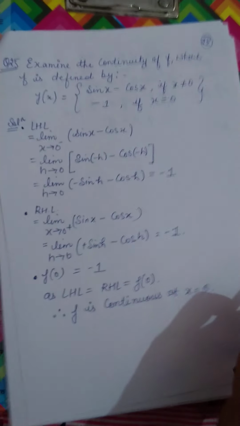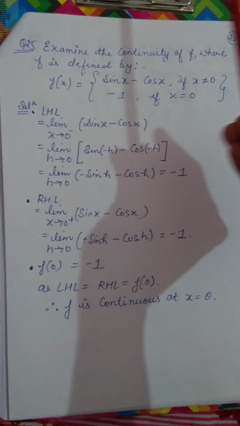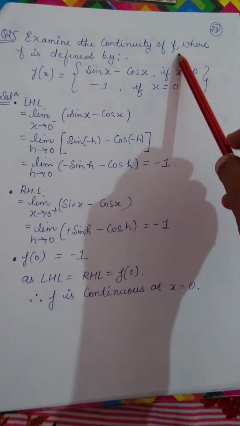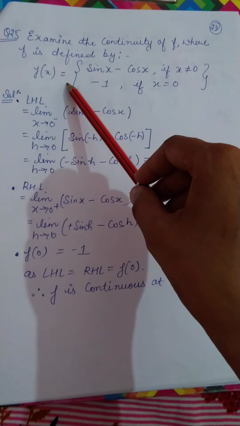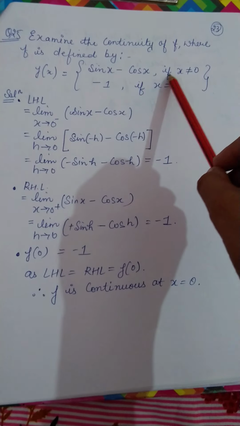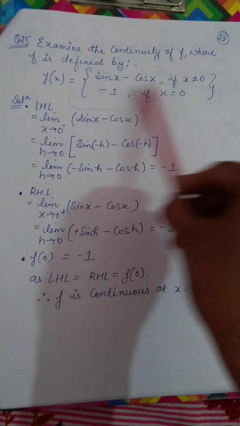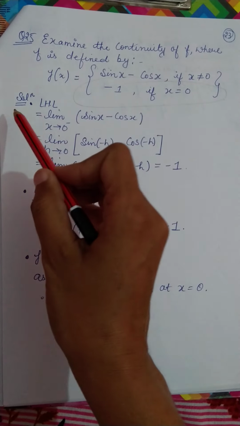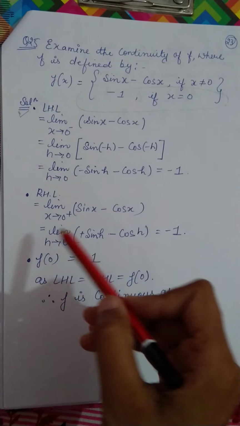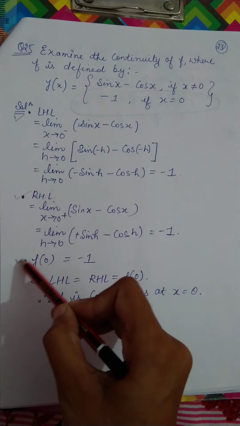Now I am moving to the next question, question number 25. And your question number 25 is beta, examine the continuity of f, where f is defined by f of x is equal to sin x minus cos x if x not equal to 0, and if your x is equal to 0, it is defined as -1. Clear बच्चे? Now first of all I will find out your LHL, then I will find out your RHL, and then I will find out your function value.